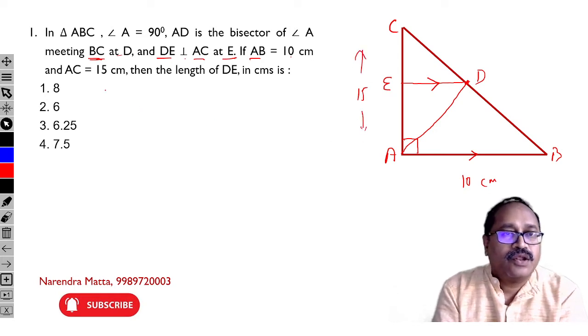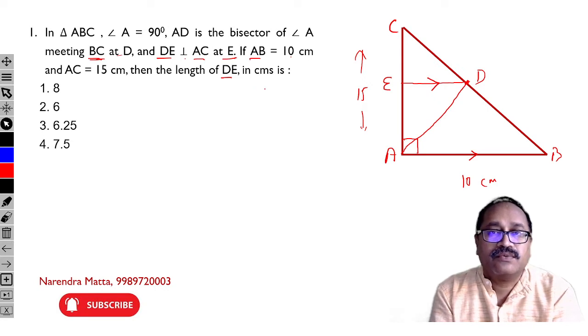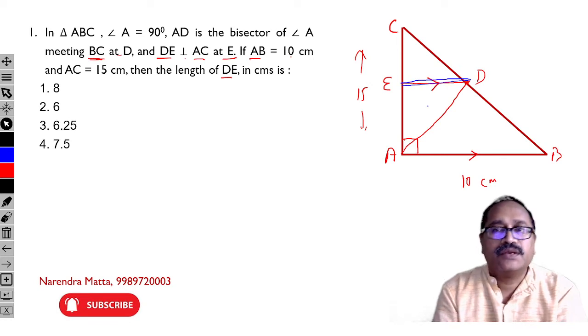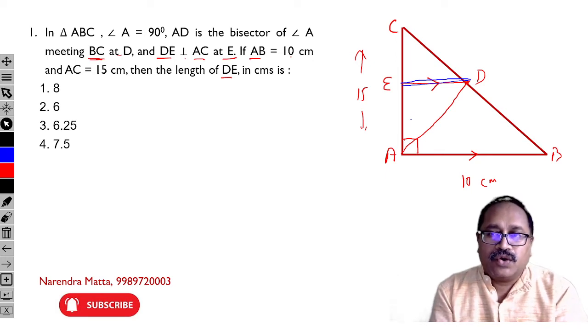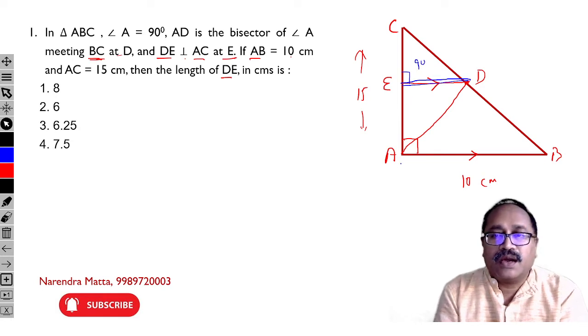Now what is the question? The question is: the length of DE is how many centimeters? So the length of DE, they are talking about this part, this one, DE. Now, one thing I understand is that this angle at E is 90 degrees because it is a perpendicular, and here the angle A is also 90 degrees.